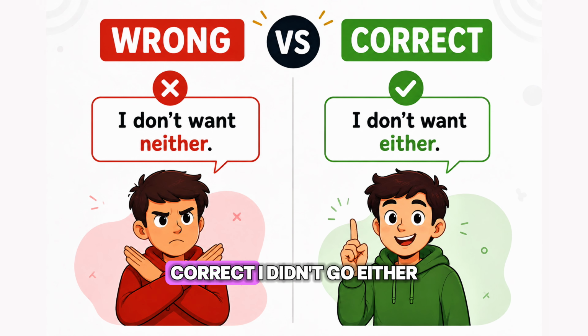Scenario 2. The server asks, window or corner table? You don't care. Either table is fine or neither table is fine. You're accepting the choices, so it's either table is fine.